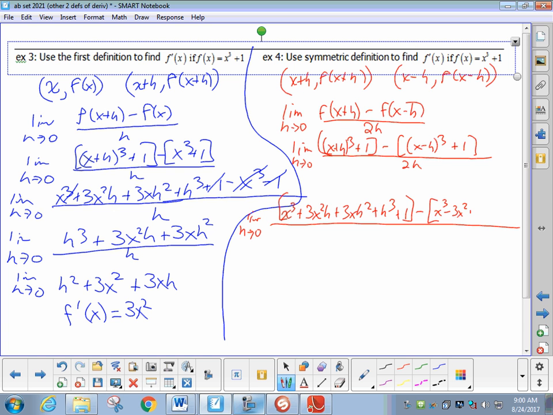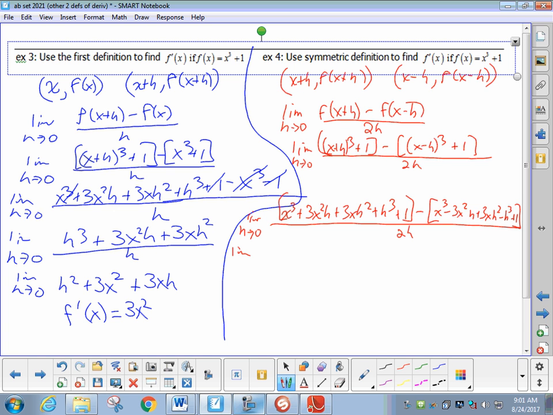plus, I think, boy, I wish I would have reviewed this. Plus 3xh squared minus h cubed plus 1. Follow? If you had enough time, you could go off to the side and expand the cube, but that's not something we need to do right now with our time.